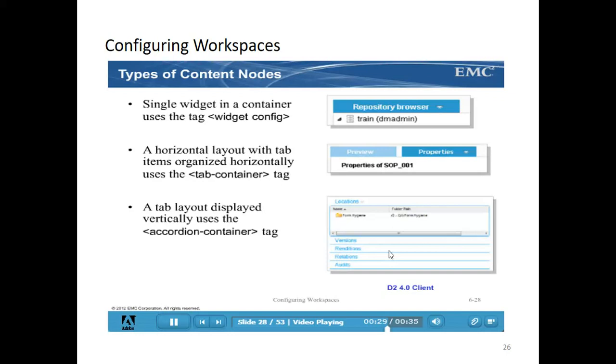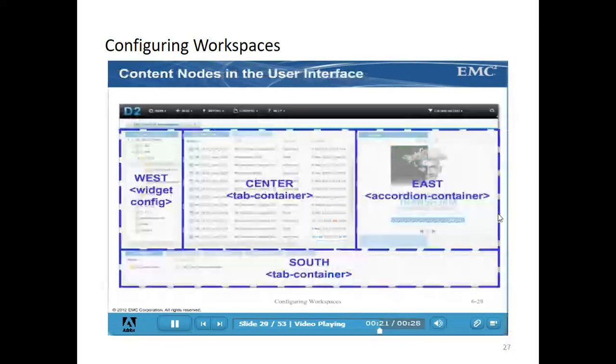So here they once again told the same thing. Widget config will mostly come for repository browser. You can directly give widget config. For the remaining things, you can segregate or define using horizontal layout or vertical layout. For horizontal, you can use tab container. For vertical, you can use accordion container. So this is the position.